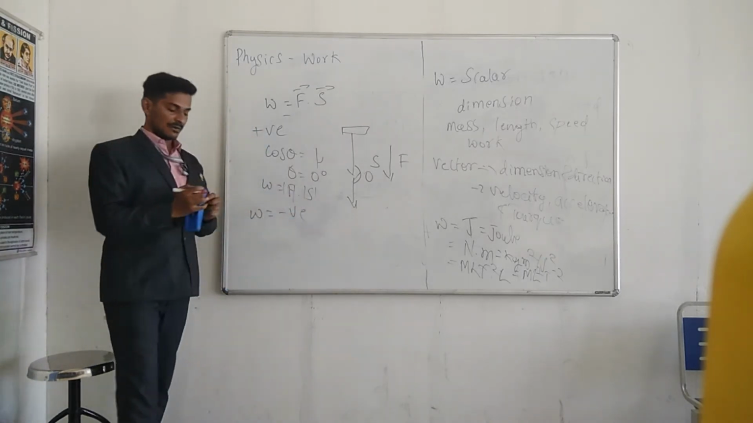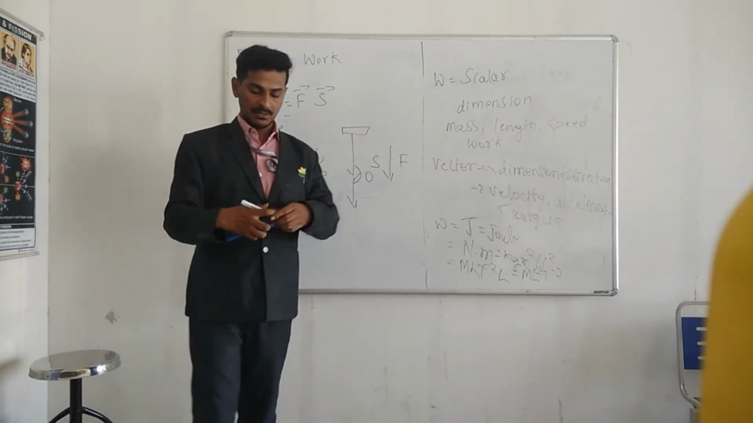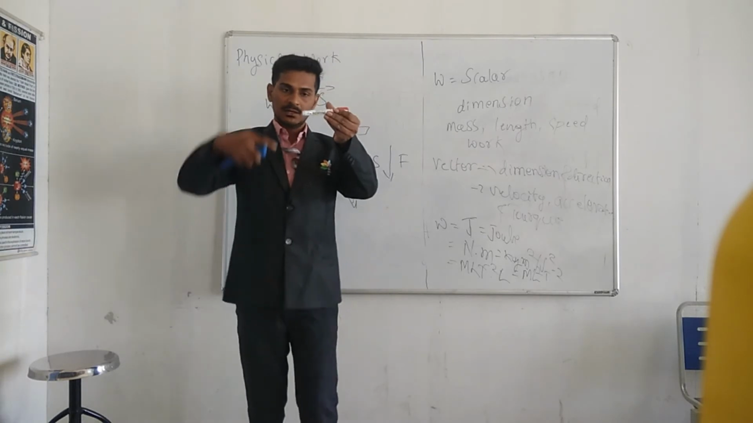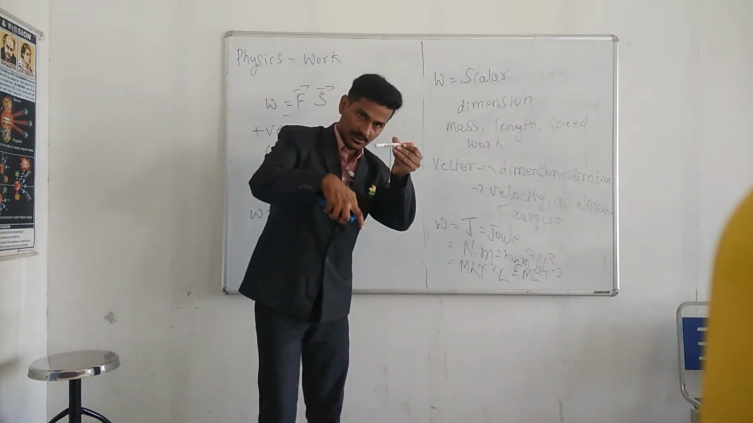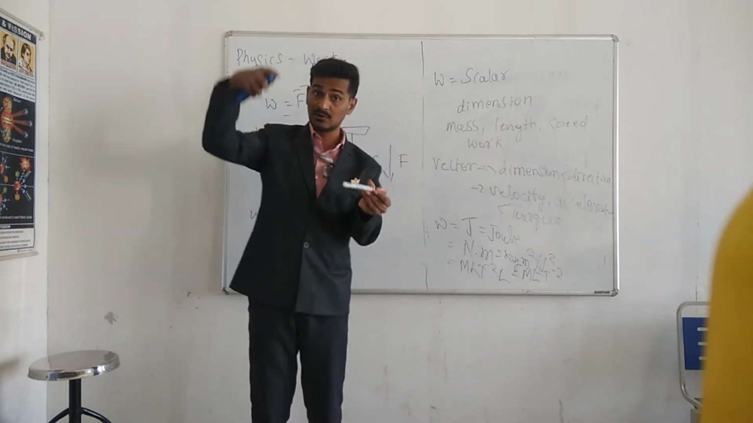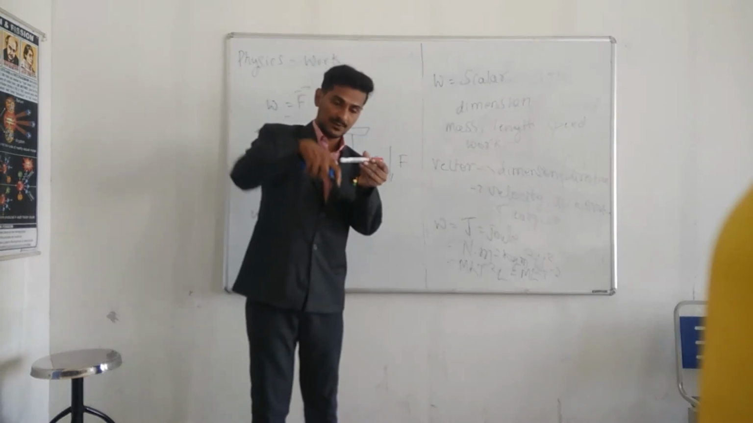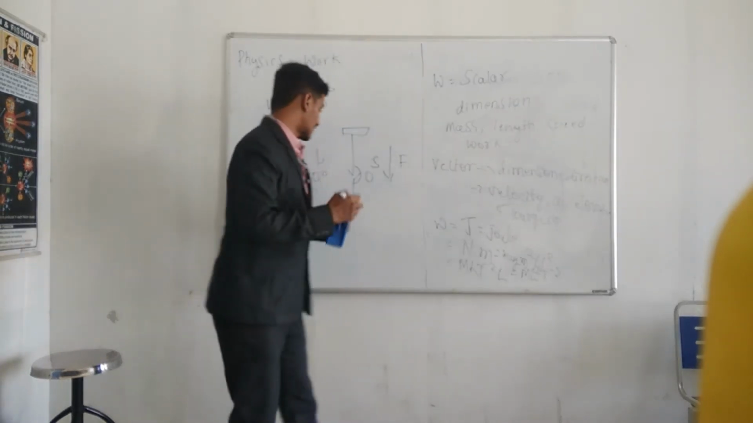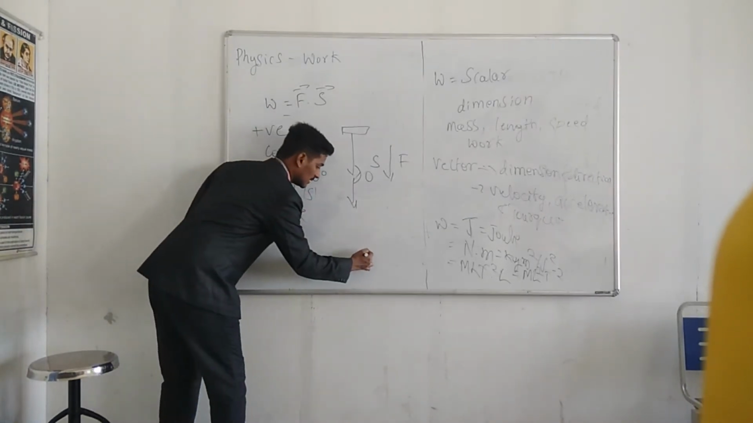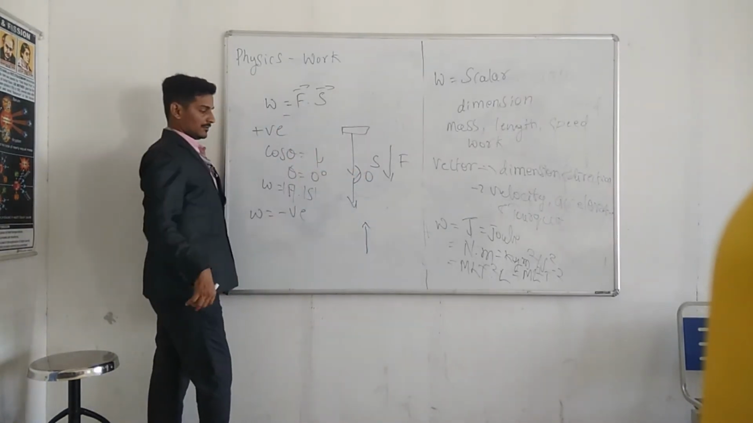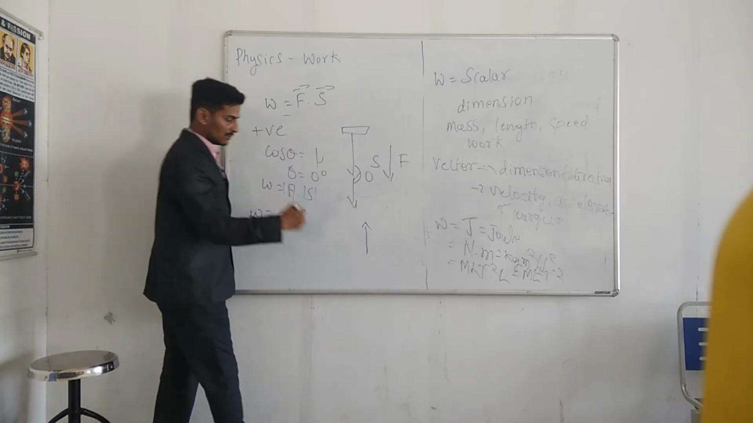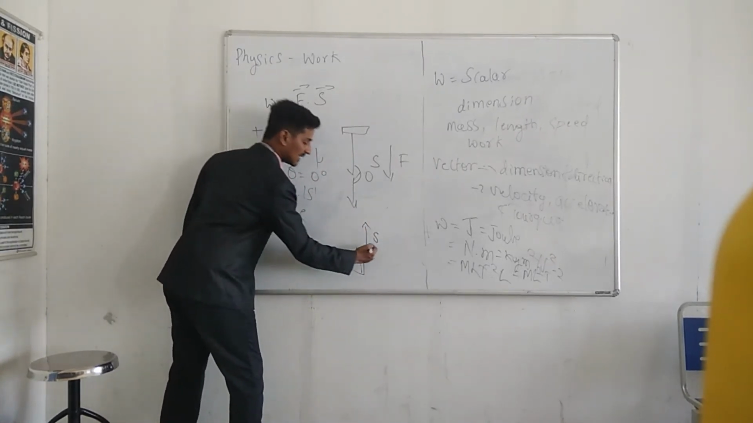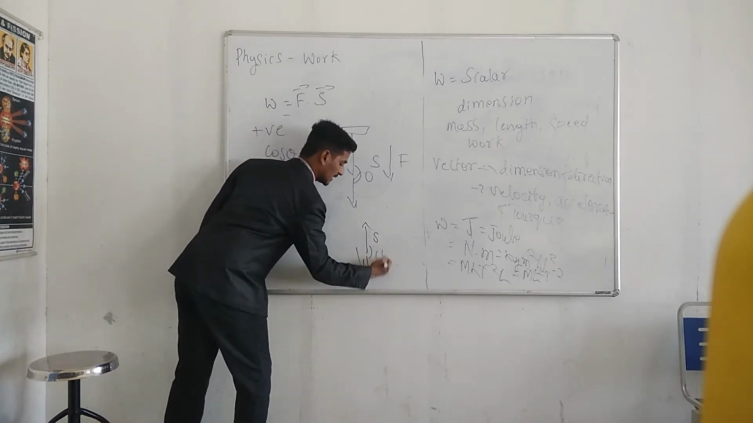See, in terms of the gravitational force, if you take it as an example, if I lift this marker up, observe carefully: the force is acting downward. The gravitational force always acts downwards, and the marker is moving up. So the direction of the gravitational force is downwards and the displacement direction is upwards. So now what is the angle between them? It is 180.